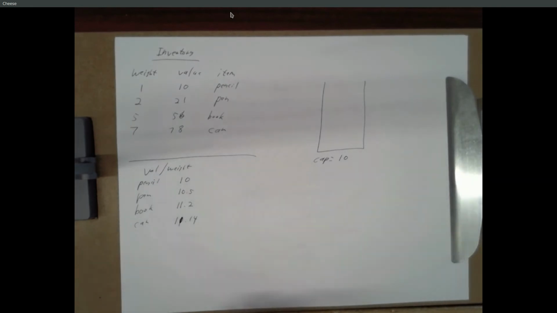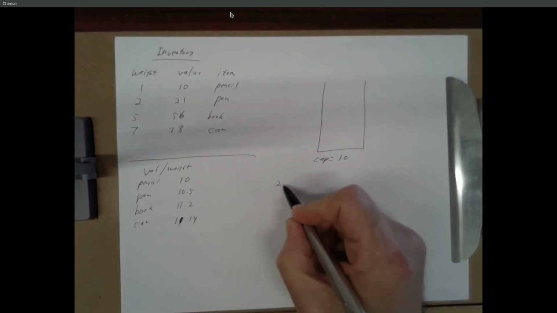So the book's the most valuable item, right? And it weighs 5 pounds, so what do you think? Put in 2 books? 2 books would be the highest value you can get, because that's the most valuable item. If we put that in, that takes up our full capacity. So that seems like a good solution. So 2 books.